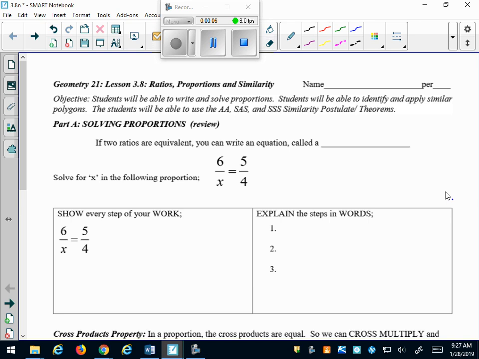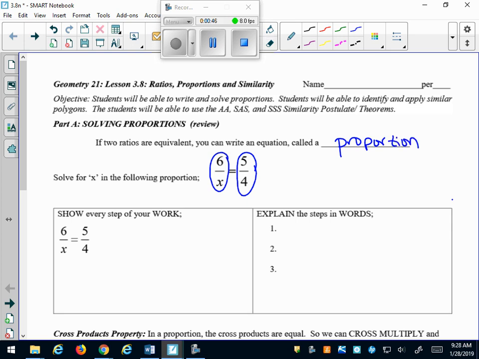Okay, so we're going to start looking at similar polygons. Before we get to that, we are going to need to review how to solve a proportion. We just kind of did one when we went over the homework, but if two ratios are equivalent, so a ratio is just a number over another number, like this is a ratio, this is a ratio. If they're equal to each other and written in an equation, then that equation is called a proportion.